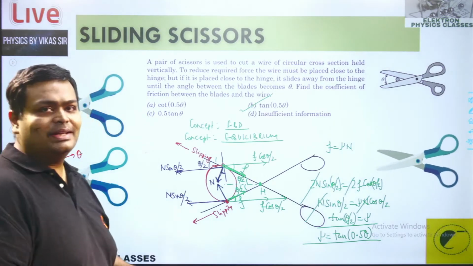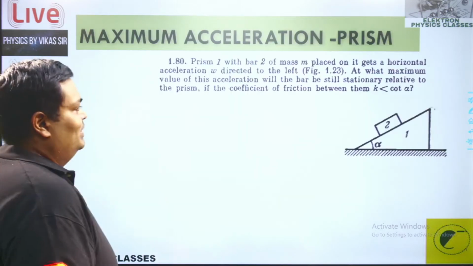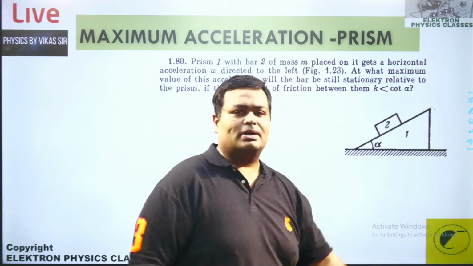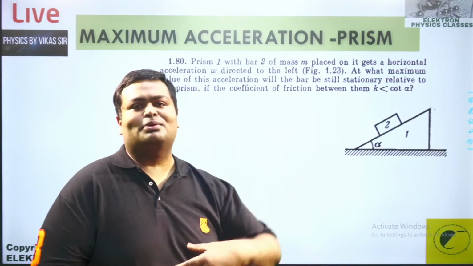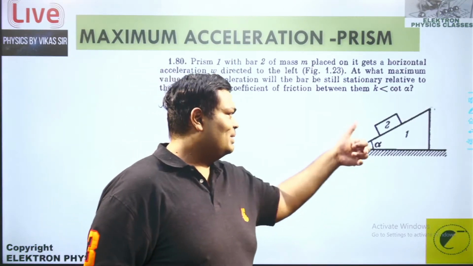So I brought another one with us. Now the question is regarding a prism and a bar. There's a prism and there is a bar, and a bar is kept on a prism. You can also say a block is kept on a wedge, right? But the erudite language says that's a prism and that's a bar. Okay?